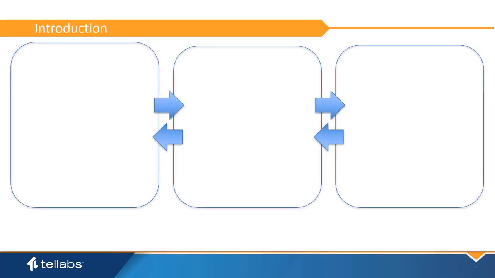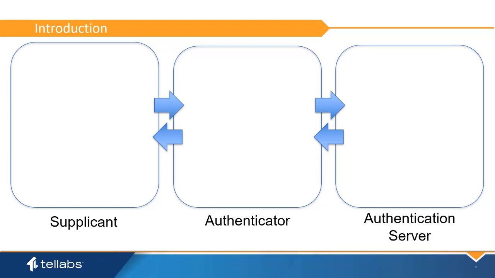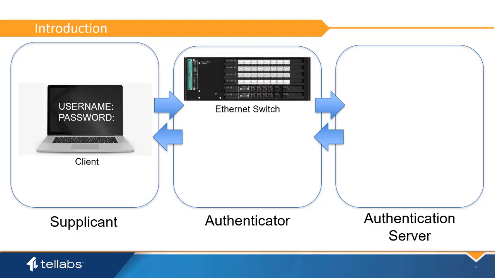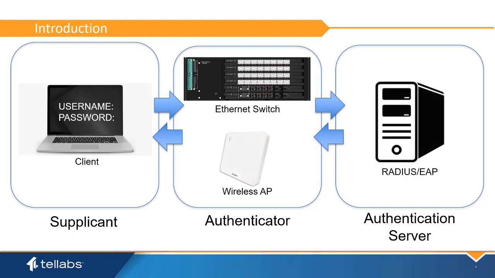802.1x authentication involves three parties: a supplicant, an authenticator, and an authentication server. The supplicant is a client device, such as a laptop, that wishes to attach to the LAN. The term supplicant is also used to refer to the software running on the client that provides credentials to the authenticator. The authenticator is a network device such as an Ethernet switch or wireless access point. And the authentication server is typically a host running software supporting the Radius and EAP protocols.